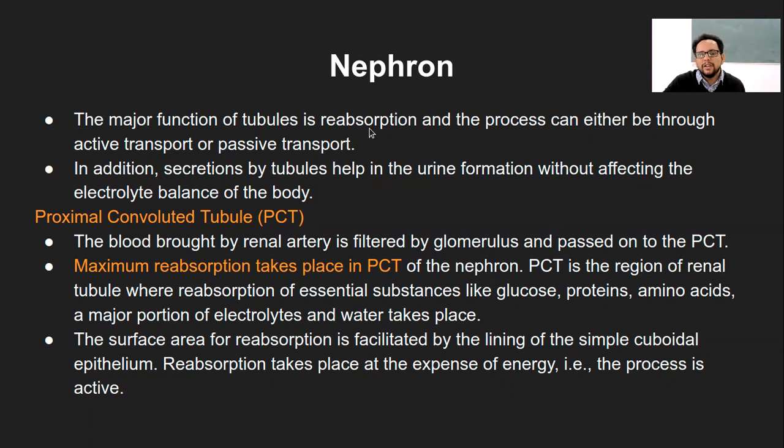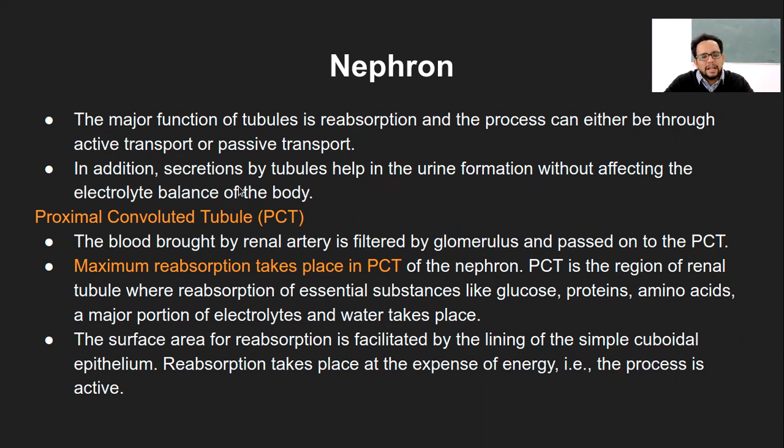So that is when they need to be reabsorbed, and the process can be either active transport, that is with the help of energy, or passive transport, that is by the process of diffusion. In addition, the secretions by the tubule help in urine formation without affecting the electrolyte balance of the body. So the tubule has two actions: one is reabsorption and the other is secretion.